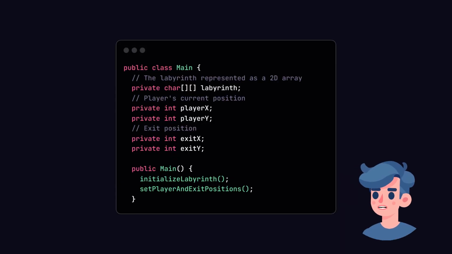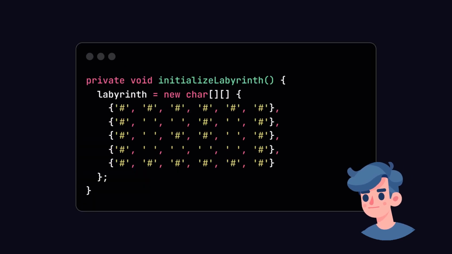Now, let's create a basic structure for our game. We'll start by adding a few instance variables to our main class that will hold the labyrinth, the player's position, and the exit position. Next, let's implement the method that initializes the labyrinth.